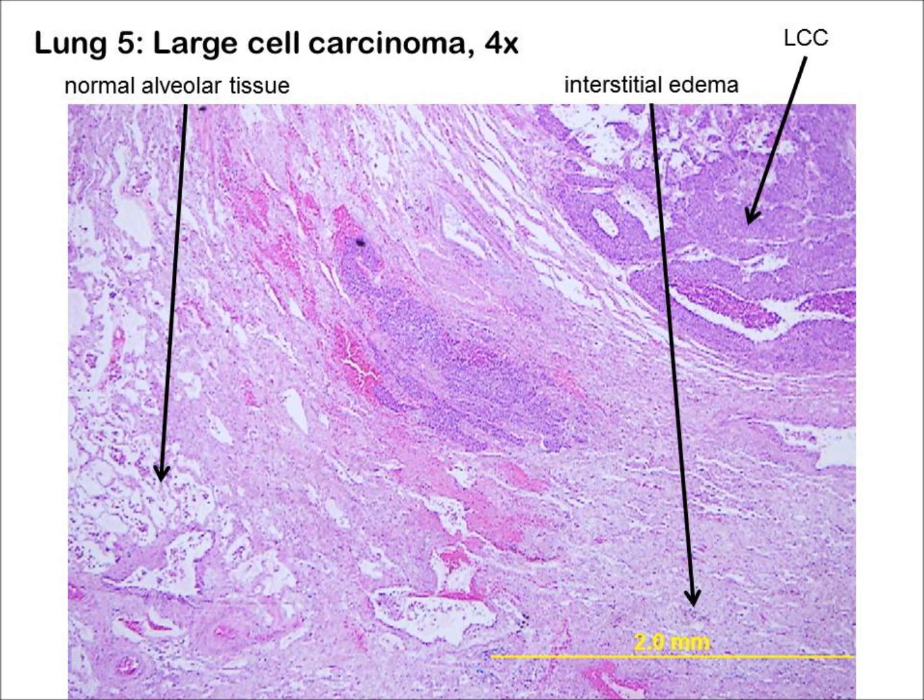The normal alveolar tissue in the surrounding area is quite thickened and filled with debris. This represents interstitial edema, which is probably a secondary consequence of the tumor mass that has caused an obstruction in this area.